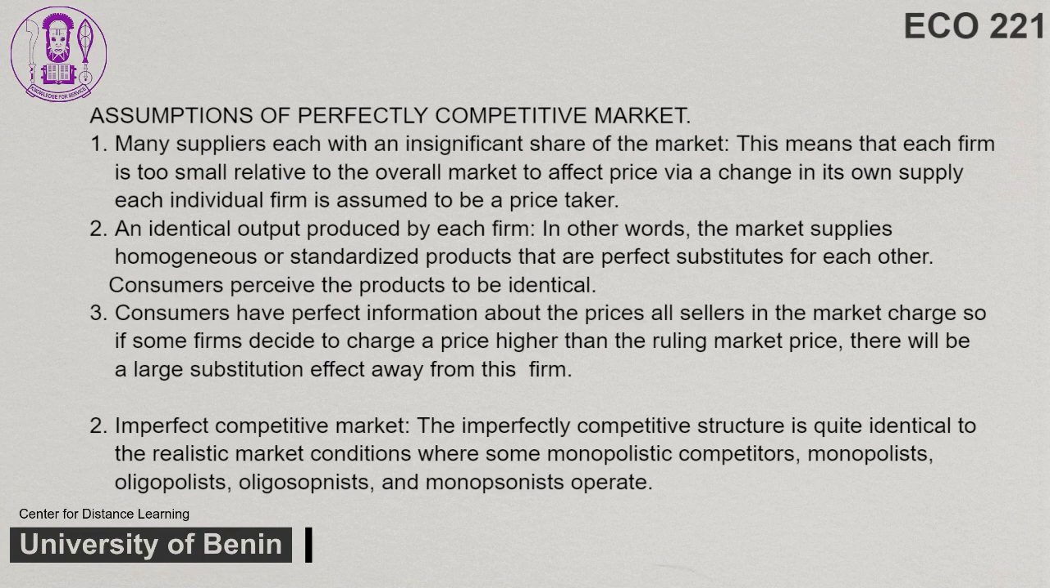3. Consumers have perfect information about the prices all sellers in the market charge, so if some firms decide to charge a price higher than the ruling market price, there will be a large substitution effect away from this firm. 2. Imperfect competitive market. The imperfectly competitive structure is quite identical to realistic market conditions where some monopolistic competitors, monopolists, oligopolists, oligopsonists, and monopsonists operate.